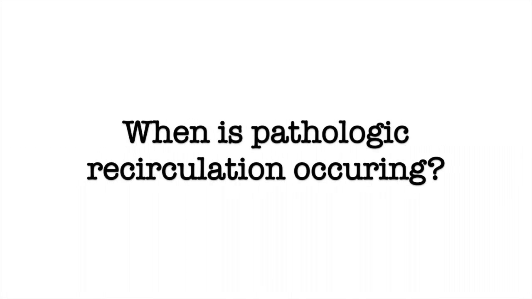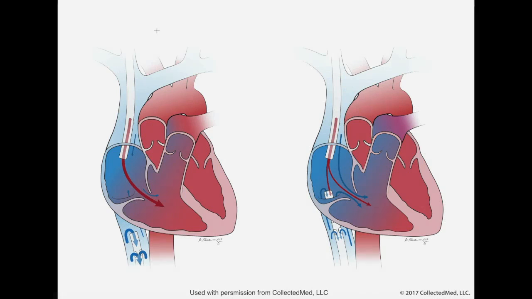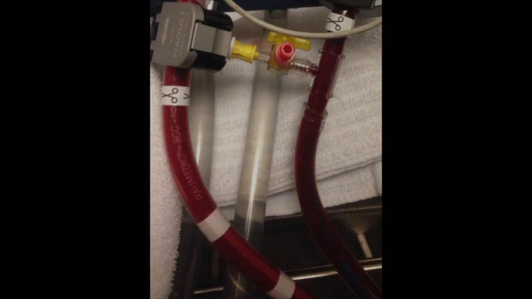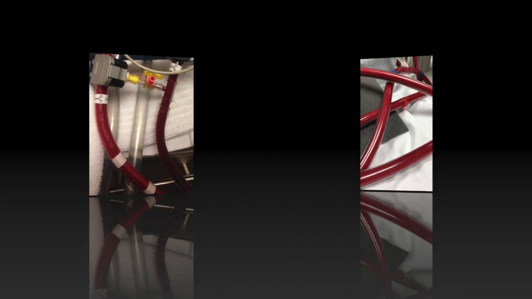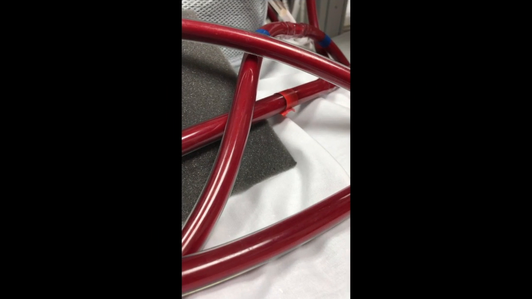So when is pathologic recirculation happening? The figure on the left shows normal ECMO blood flow where most of the blood from the return cannula is entrained into the heart. The figure on the right demonstrates recirculation where a significant portion of blood from the return cannula feeds into the drainage cannula instead of being entrained into the native heart. Normally, the drainage tubing is dark red and the return tubing is bright red. When significant recirculation occurs, both tubes are bright red.